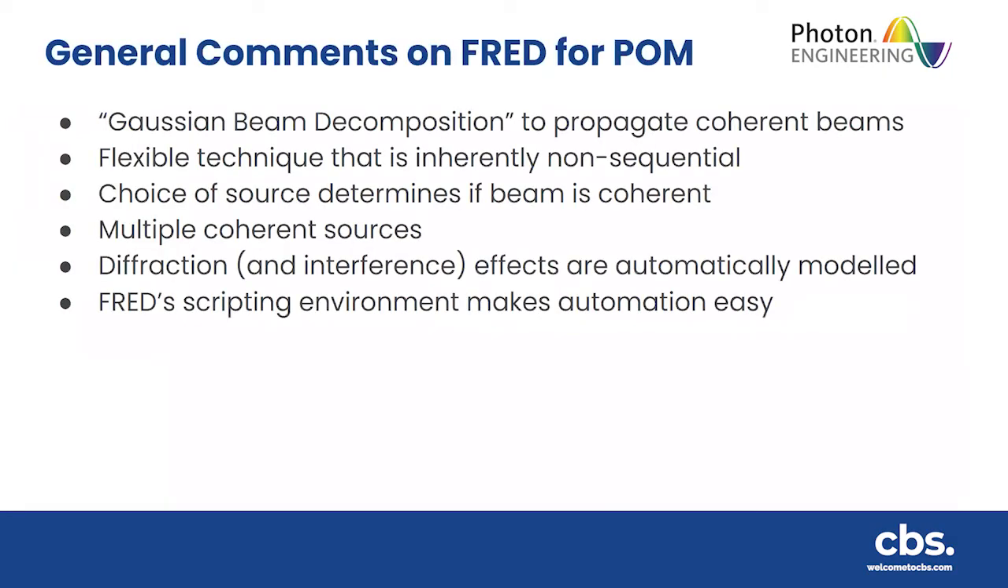I know this is just a brief taste of FRED, but hopefully it gives you a couple of interesting thoughts about how you can do these types of simulations in FRED. So quickly, some general comments on FRED for physical optics modeling. We use Gaussian beam decomposition, which is a flexible technique that is non-sequential. And it's simply the choice of source that determines if the beam is coherent. So I use a coherent source, and then it's the sampling, the number of beamlets in the source, that is essential for ensuring accuracy in the diffraction pattern. And the key thing is that diffraction and interference effects are automatically included. There's no special switch to turn on or technique that the user has to use.